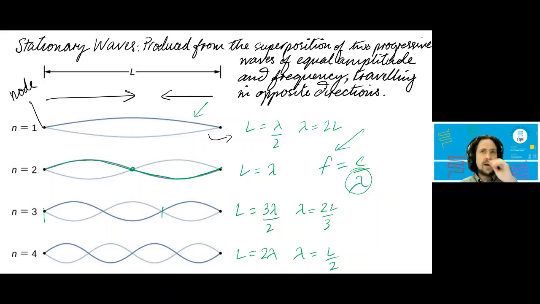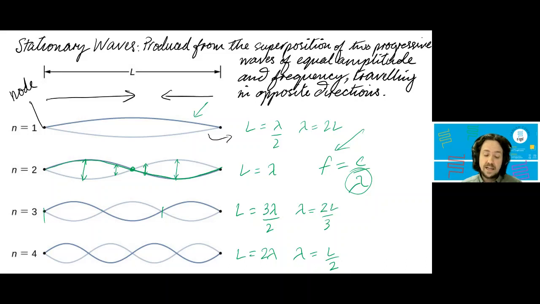Unlike a progressive wave, where every single part oscillates with the full amplitude, in a stationary wave what you get is a range of displacement. So the node, for example, has 0 displacement, whereas just adjacent to the nodes, we'll have a little bit more displacement, up to the antinodes, which have maximum displacement, or oscillate with the amplitude.